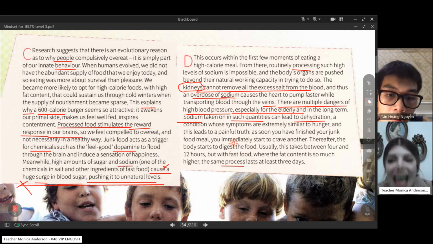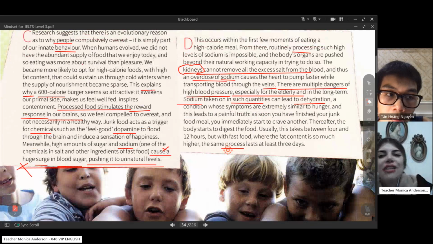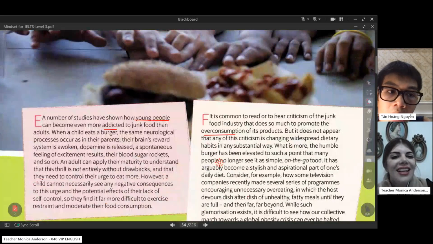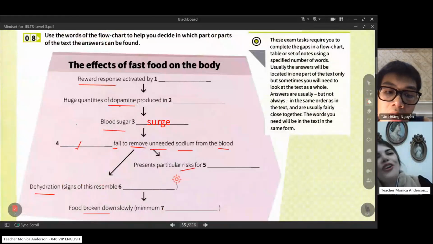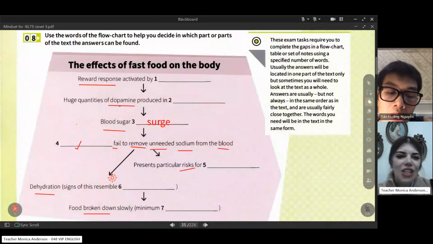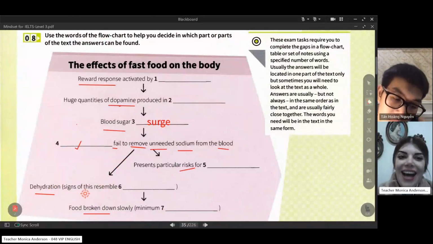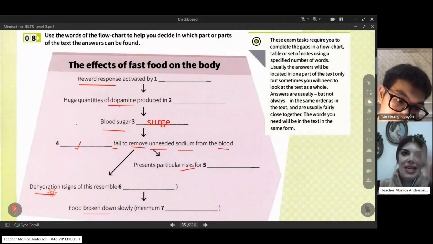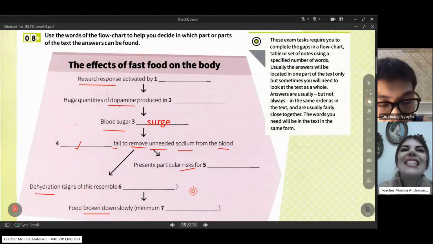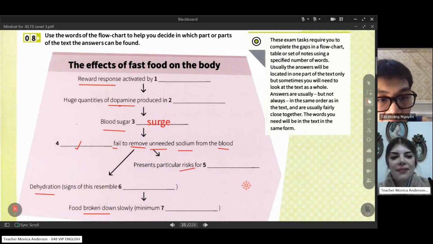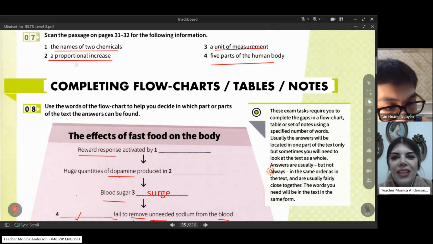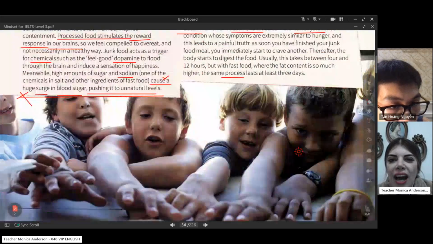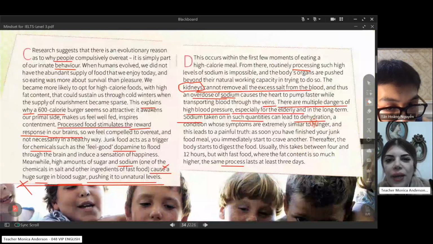So of course, and okay, now danger risk for the elderly. Of course. So these two, and yeah, because we need to read it carefully. And dehydration signs, symptom, signs. So symptom or sign, dehydration, okay.